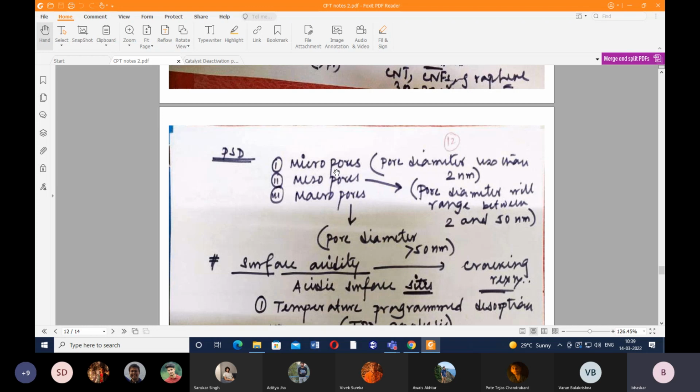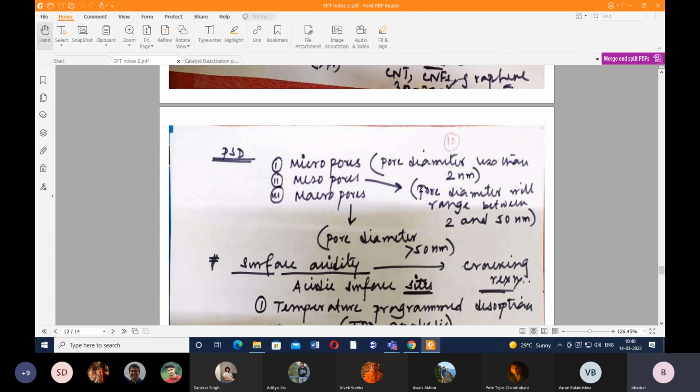So in case of mesopores, mesoporous materials are basically alumina and silica alumina. These are the materials that come under mesoporous materials. Mesopores means the majority of the pores have dimensions ranging between 2 and 50 nanometers. For activated carbon-based materials, the pore diameter is very small, less than 2 nanometers, and these are treated as micropores. However, for mesopores, the pore diameter ranges between 2 and 50 nanometers.